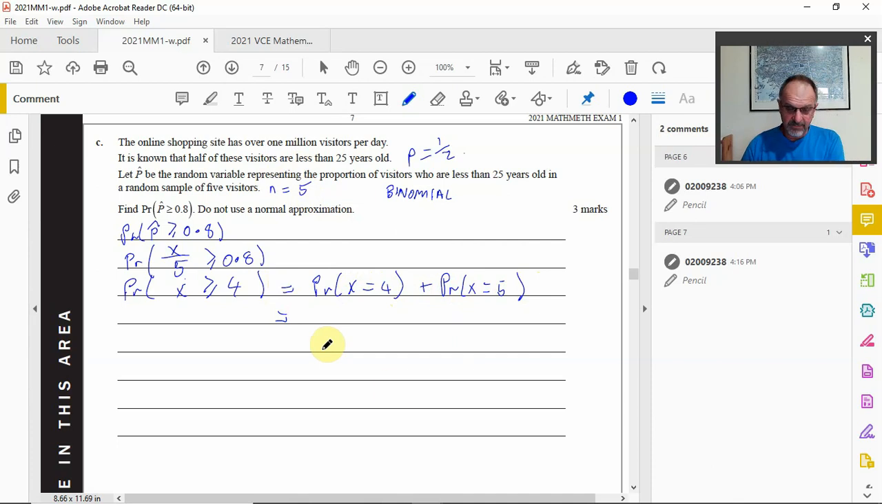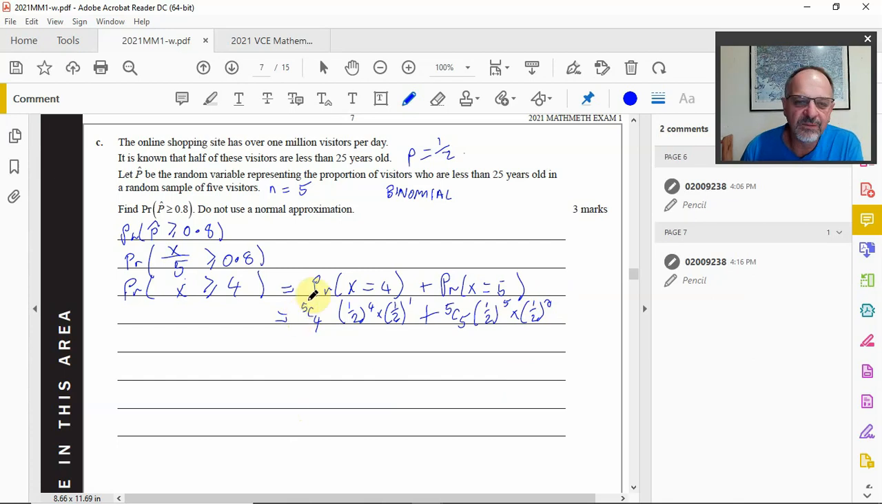So what do we got then? Binomial. Now look up your formula sheet, look at the binomial, and it's going to be 5C4 times the probability of success, which is a half, to the power of 4, times the probability of failure, which is a half, plus 5C5, the probability of success times the probability of failure, and we've got no failures this time.